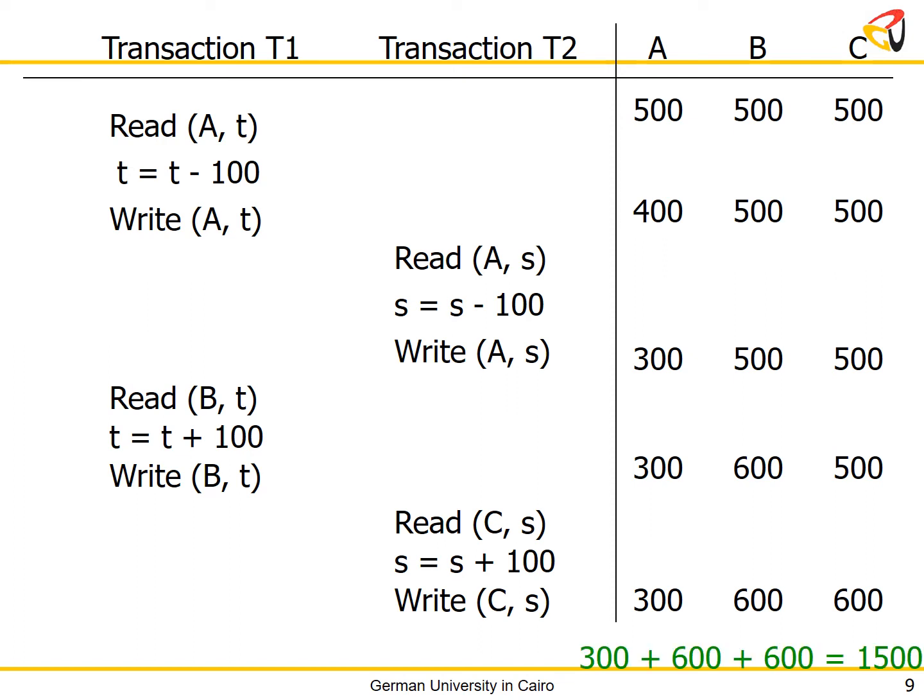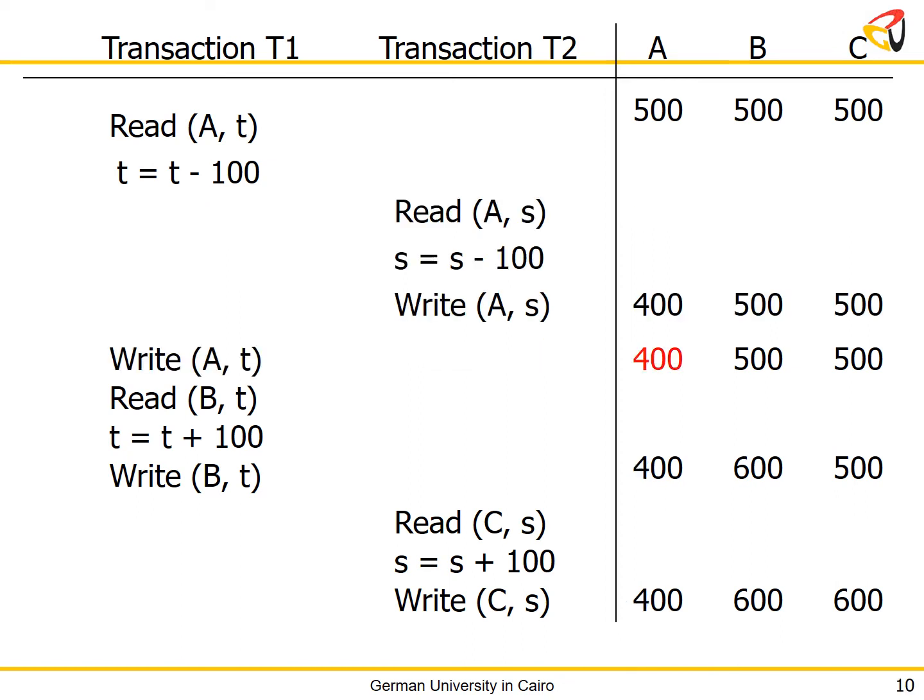Now, this is an important criteria. We are comparing this to what we have seen before, which is running one transaction at a time. Here, we're not running one transaction at a time. We're overlapping them. Almost half of T1, followed by half of T2, followed by the second half of T1, followed by the second half of T2.